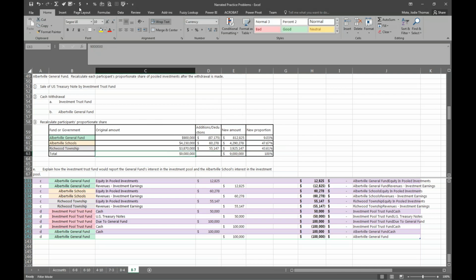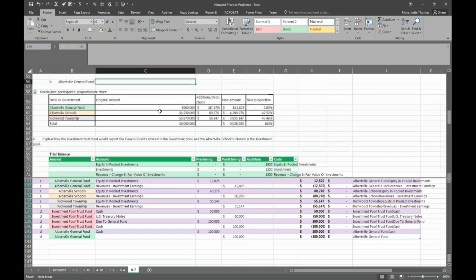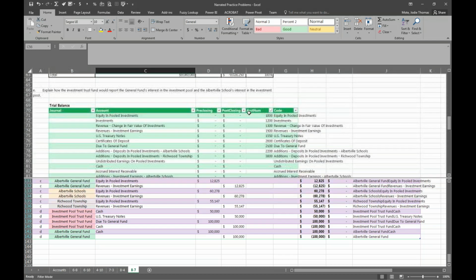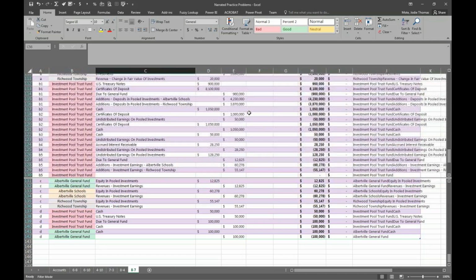oh, because this is not a formula. I was wondering what's going on here. This needs to be a formula down here instead of just pasted. Yep, there we go. 90,028,250 is our total there. All right. So we've recalculated, and so we'll use that as the basis for future investment income allocations. Okay.